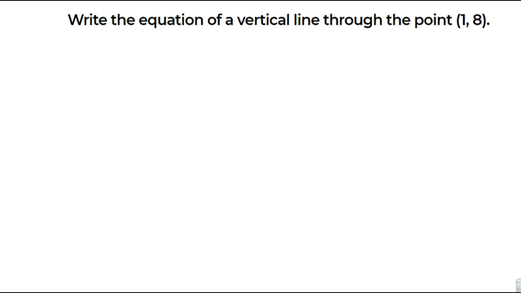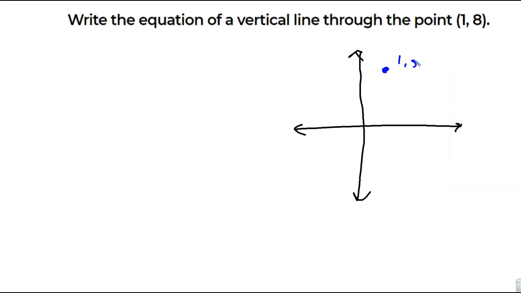Next question says, write the equation of a vertical line through the point 1, 8. Okay, vertical lines and horizontal lines are pretty simple, but they're easy to flip-flop and confuse. So I'm going to draw a picture for this one. I'm going to make a rough sketch of a graph, and we'll say that 1, 8 is about here, right 1 up 8. And then if we're talking about a vertical line, that's going to be a line going straight up and down.